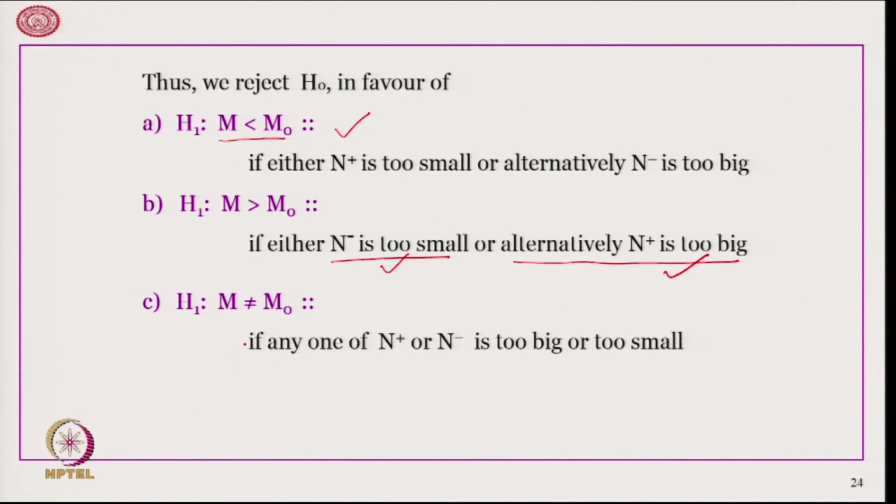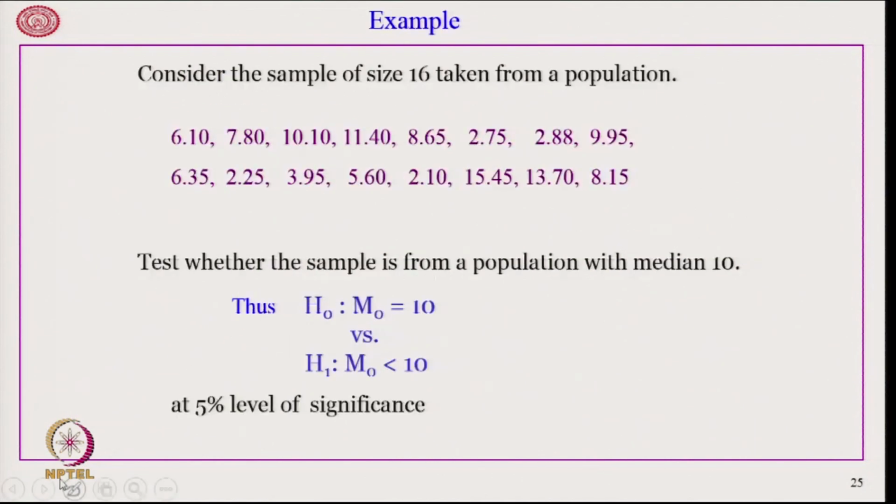For a two sided alternative, m is not equal to m naught. If any one of them, n plus or n minus, is too big or too small, we tend to reject the null hypothesis in favor of the alternative m is not equal to m naught. So, let me illustrate with one example.